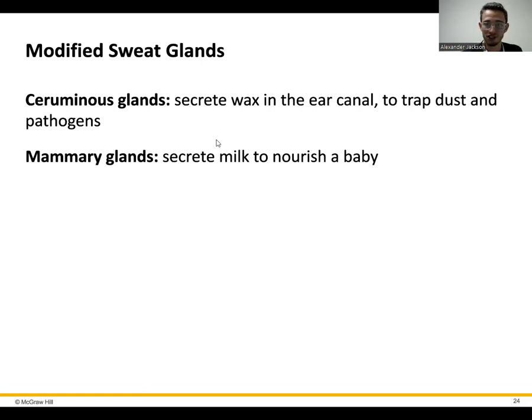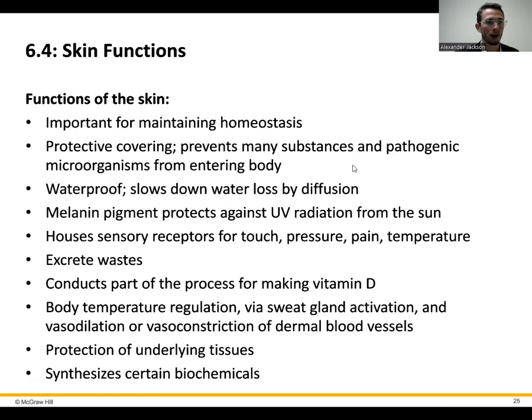They exist to trap dust and other disease-causing agents that can get into your ears. And then mammary glands are similar to that, and they secrete the milk when you are nursing to feed the baby. So very interesting there.